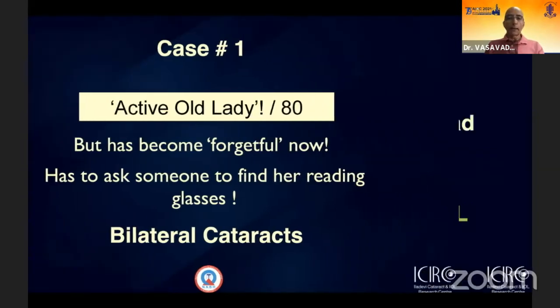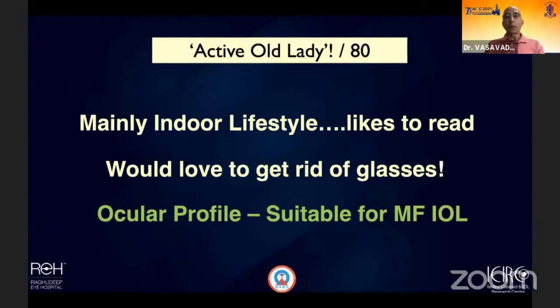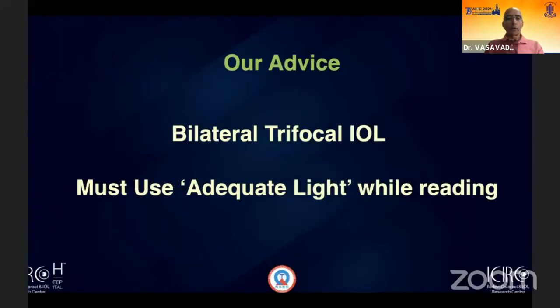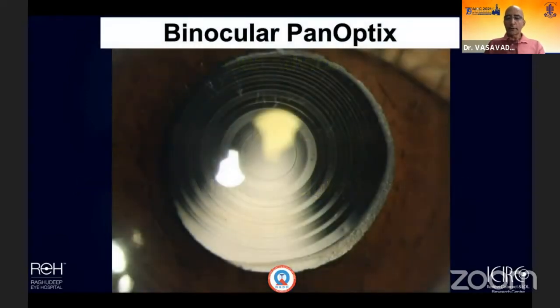She came to us with bilateral cataracts. She was otherwise not going outdoors or doing any fitness activities, but fairly active in watching TV and reading, and she wanted to get rid of glasses. Her ocular profile, and we will come to what we need to look for in the last talk also, was quite okay for receiving multifocals. Now that we had PanOptics available, we used it, as it uses adequate light for this aging retina. We also explained to her that in prolonged reading she would need extra light, not only because of age, but also because of some loss of contrast sensitivity with these trifocals, including PanOptics.